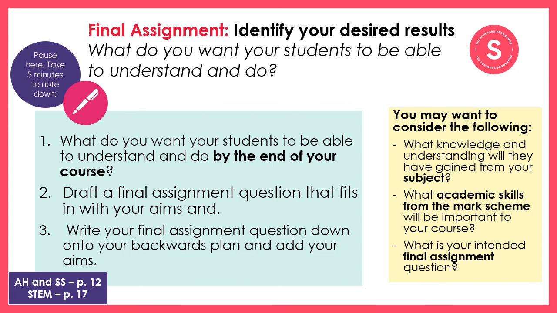On the next 3 slides are 3 example final assignments from STEM, Arts and Humanities and Social Sciences. You will see that along with the final assignment question, we have indicated what pupils need to understand and be able to do in order to complete the final assignment. Pause the video when you see the example for your subject and compare this with your final assignment draft.